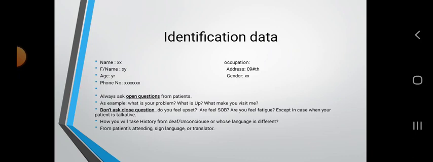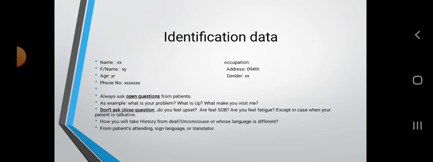And don't ask closed questions of the patient. If the patient is not understanding your language, you have to ask freely. For example, you ask the patient, are you upset, are you feeling fatigue, okay, and you're so talkative. Don't put pressure on the patient, and don't punch him.